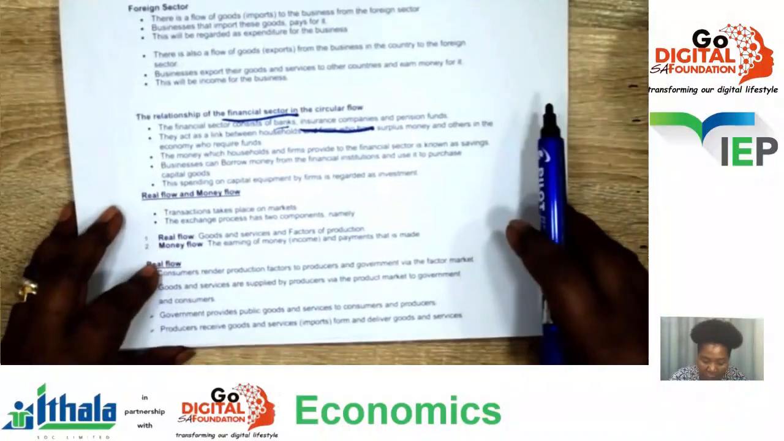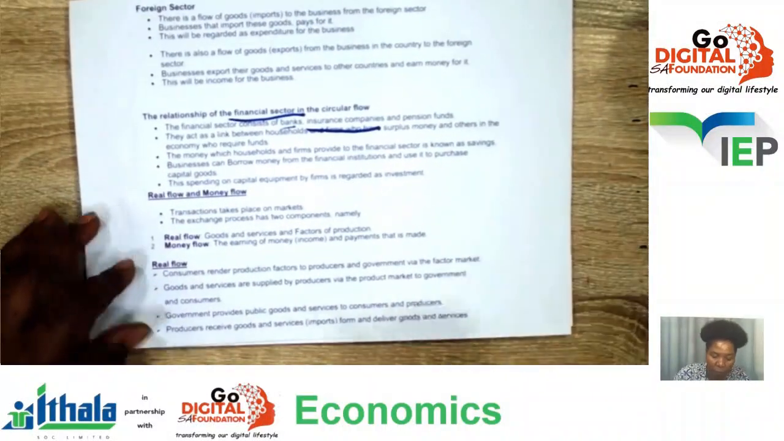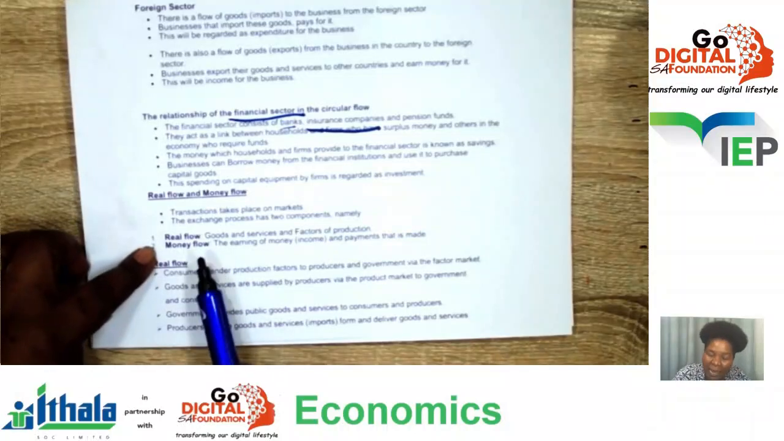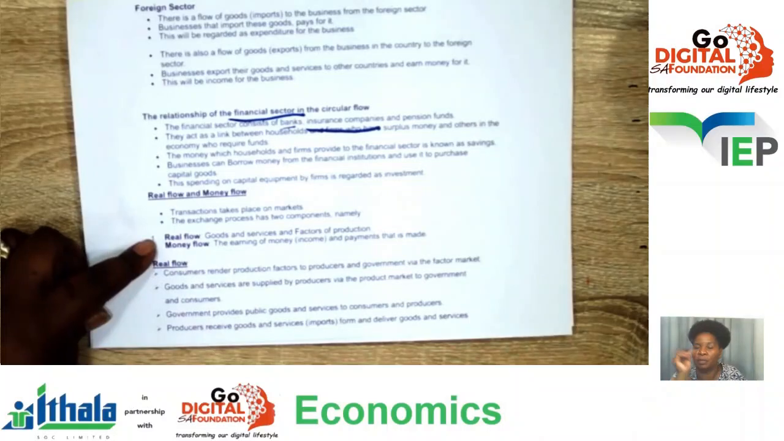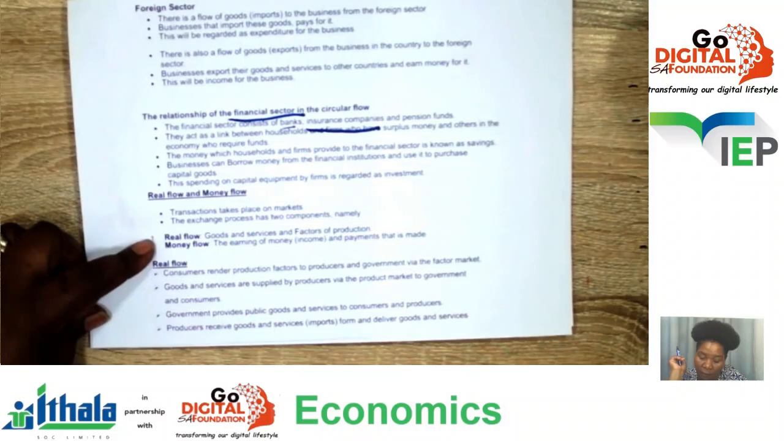So looking at my notes, we're saying real flow is the flow of goods and services and the factors of production. Why are we saying it's a real flow? It's because it's something that you can touch. We can touch goods. You can see me. I provide a factor of production, which is labor. I believe you remember that. So that's a real flow. Anything that we can touch is a real flow.